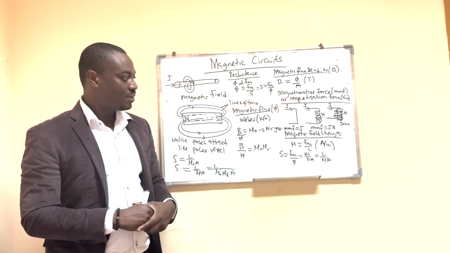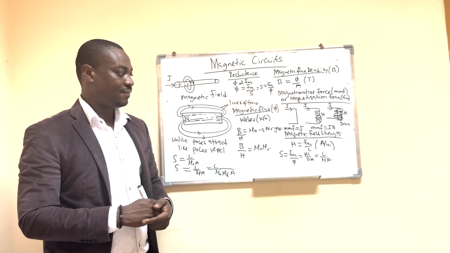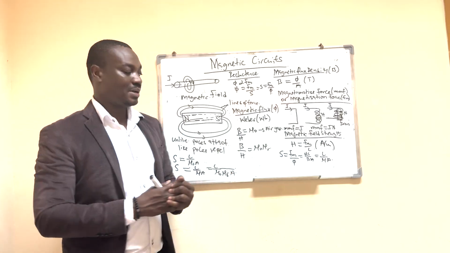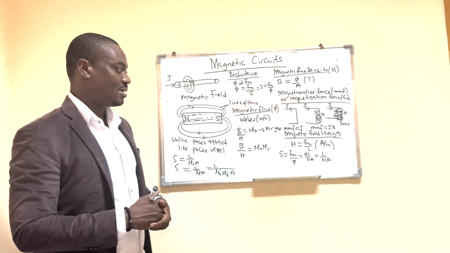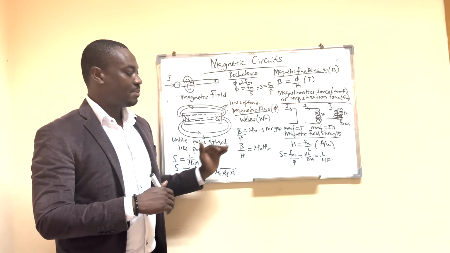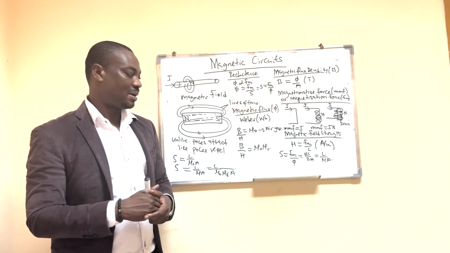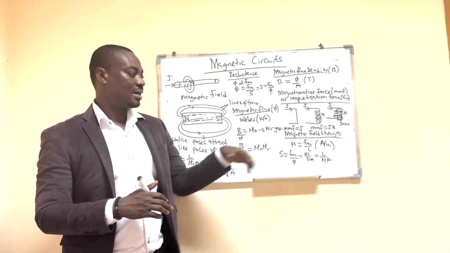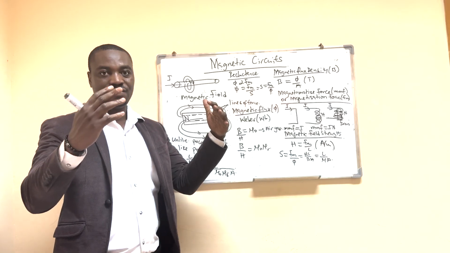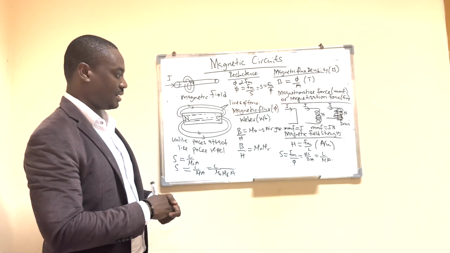Now we can move on to another important physical quantity, which is magnetic field strength. If you have a magnetic field already and want to know how strong this magnetic field is, we can define that by calculating the magnetic field strength. It is simply the magnetomotive force per the mean length of the magnetic flux path. So we have Fm over L. L here is the mean length of the magnetic flux path.